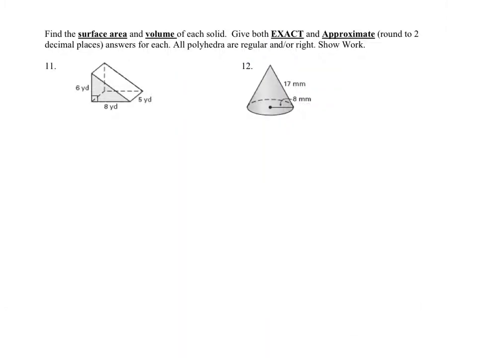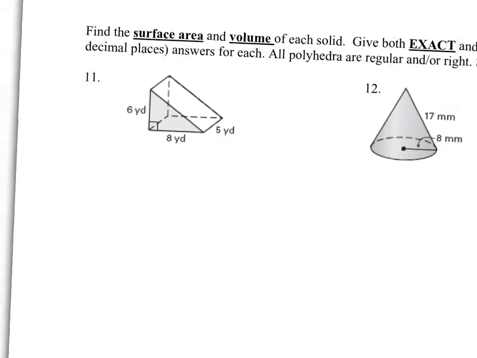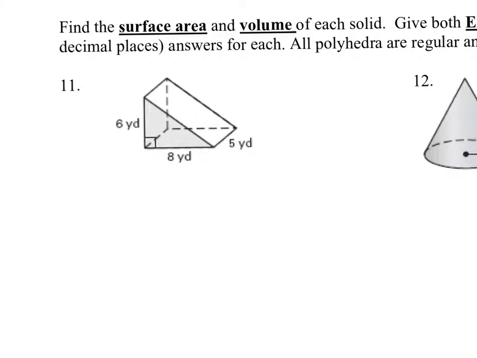Okay, number 11. This is a triangular prism. Do you see how we could slice into this like a piece of cake and cut a few pieces, actually 5 pieces, that would all look exactly the same? So it's a triangular prism. To find the surface area, we're just going to add up all of the faces. So let me start with the front.